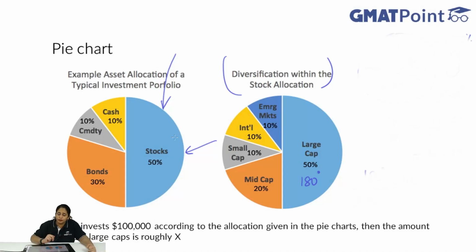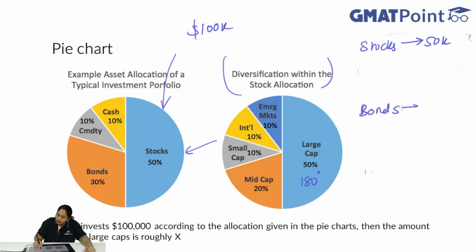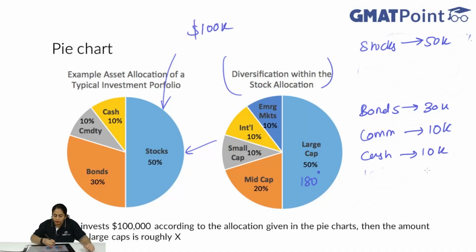Now the tempting thing would be to say, okay, let the portfolio be $100,000. That would mean stocks have $50,000, and I will do the split later. Bonds have $30,000, commodity is $10,000 and cash is another $10,000. This is how I can split up $100,000, because it is 50%, 30%, 10%, 10%. And the stocks within itself I can split: large cap will be half of this, so 25,000, half of 50k. Mid cap will be 20% of this, so mid cap would be 1/5 of this. That would be 10k.